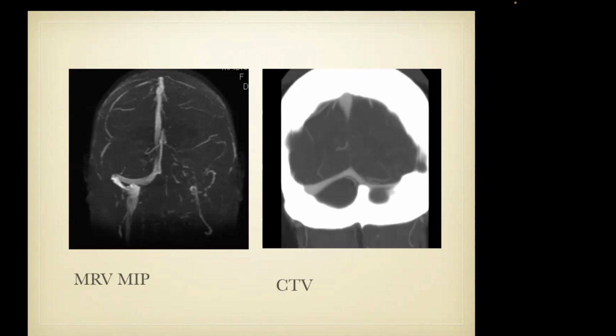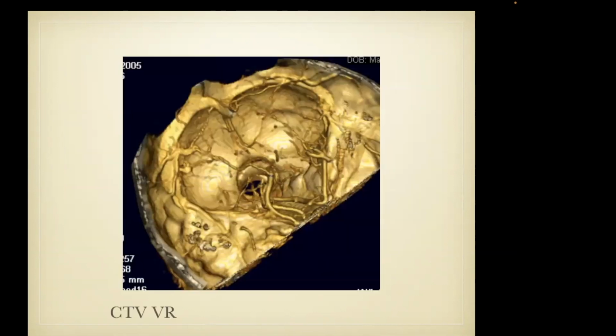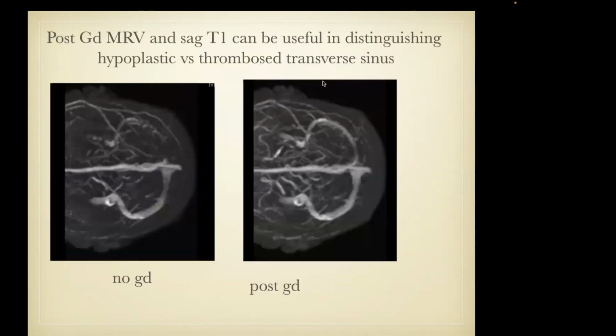So altogether, in a patient with a hypoplastic sinus, and as you look at more venograms, you'll realize that the venous anatomy really does vary from patient to patient. But this can be mistaken for an occlusion. Here's the surface model of the MR venogram showing you the larger right transverse sinus, smaller left transverse sinus. Here's pre-gadolinium, post-gadolinium, same patient.